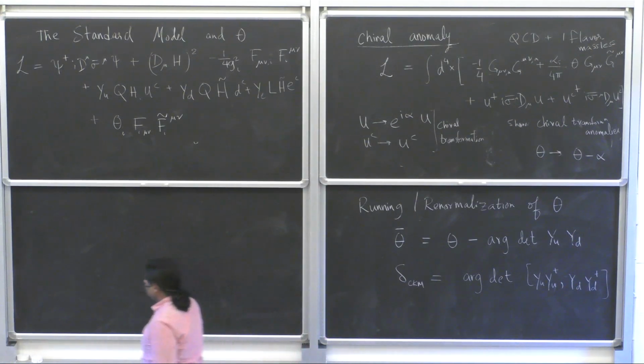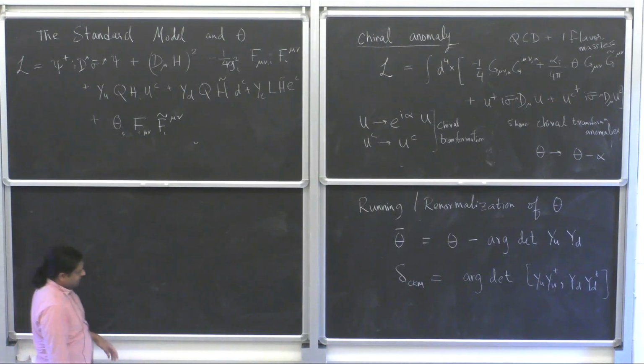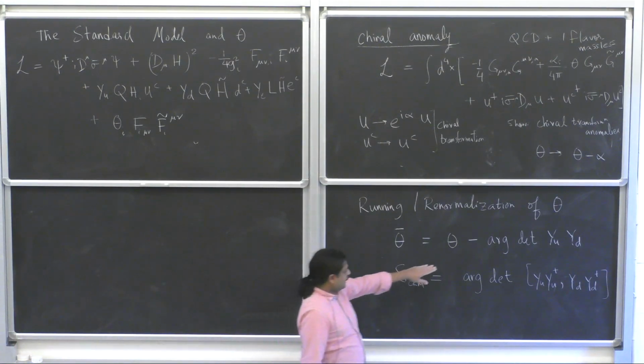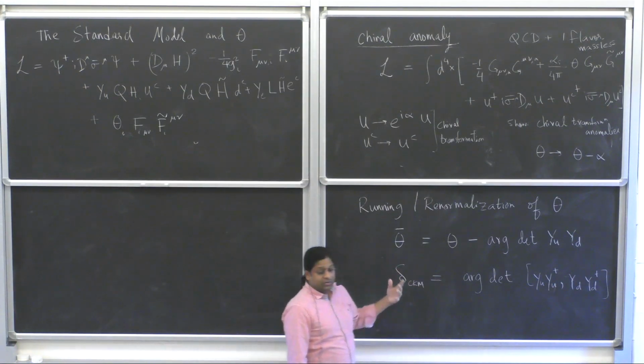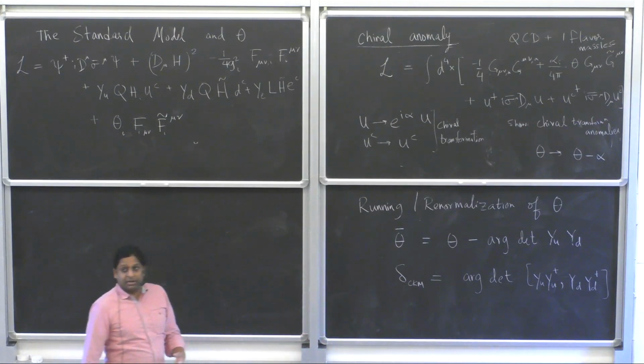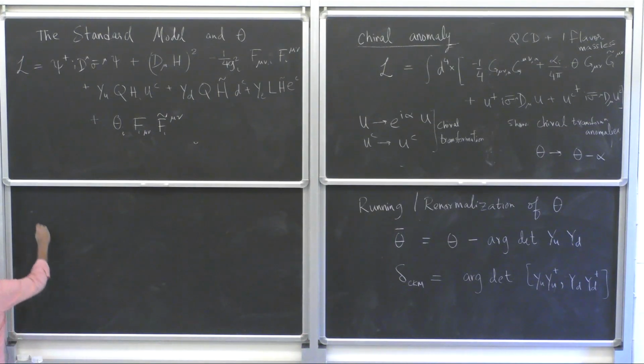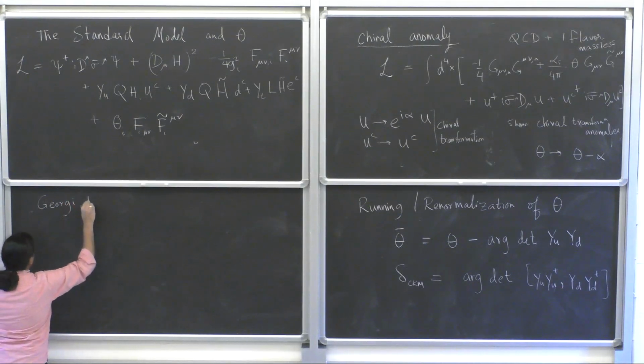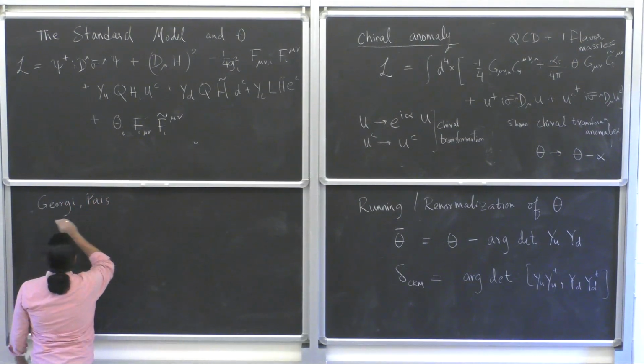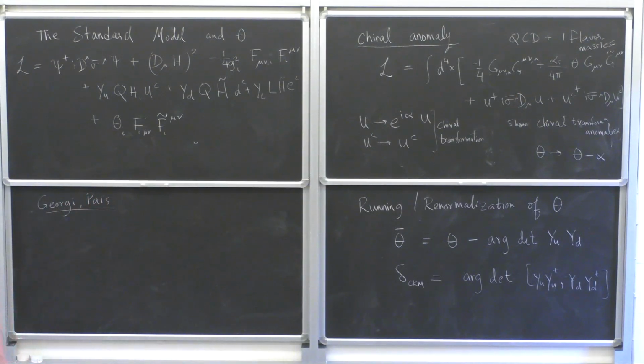So there's a very nice trick. There's various ways to get around this fact that theta is a topological angle, and how do we actually see it appear in Feynman diagrams. There's a very nice trick, I think, due to Georgi and Pais, I don't have the reference handy, but I'll put it in the notes.